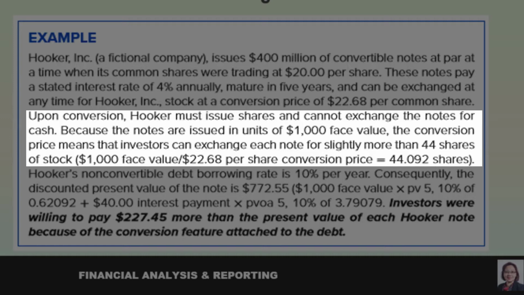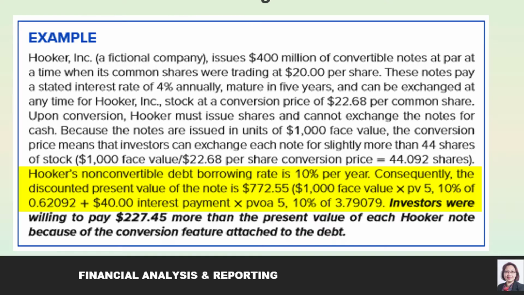Because the notes are issued in units of $1,000 face value, the conversion price means that investors can exchange each note for slightly more than 44 shares of stock. So that's just the $1,000 face value divided by the share price of $22.68. Hooker's non-convertible debt borrowing rate is 10% per year. Consequently, the discounted present value of the note is $772.55. The calculation of this is shown in the parentheses there.